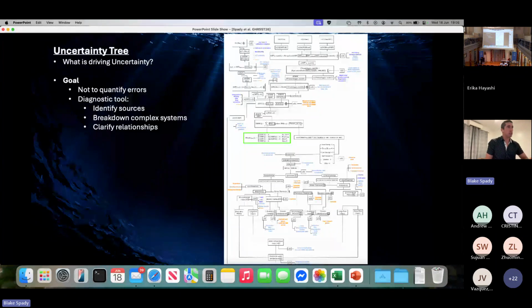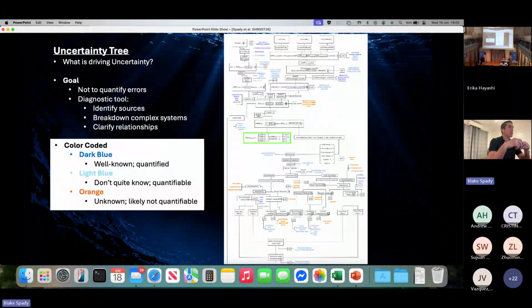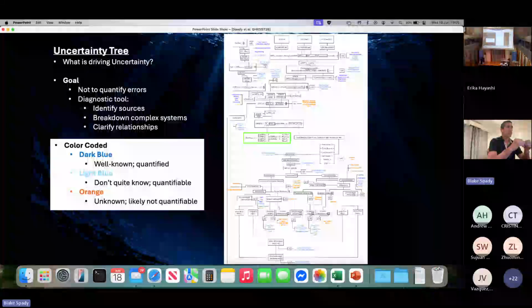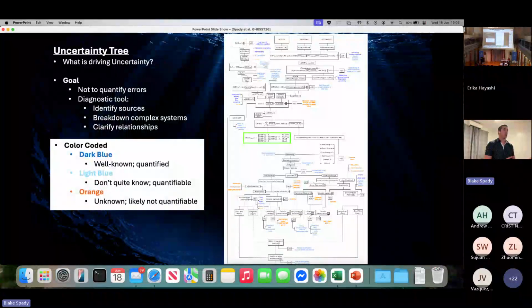And you'll notice within this tree, there are a number of text in which the fonts are various colors. And those are where we've identified potential sources of uncertainty within this whole scheme. And so the dark blue ones are ones that are well known or quantified uncertainties. The light blue ones are uncertainties that we don't have a full grasp on, but they're likely quantifiable. And the orange ones are uncertainties that are really unknowns, and in a practical sense are pretty much not quantifiable here.